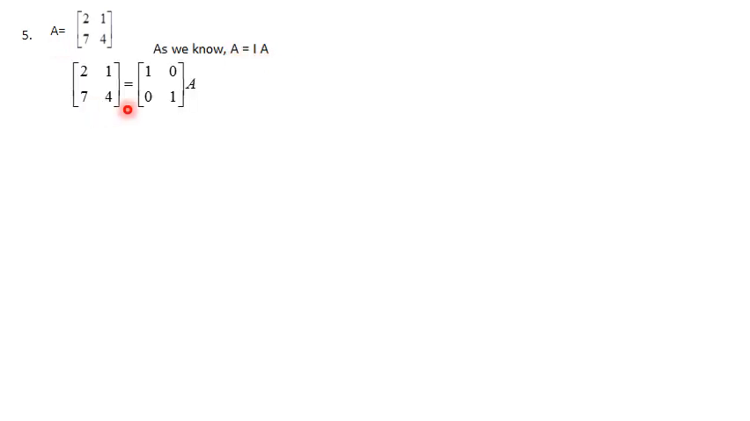Now move on to the fifth question. A 2 by 2 matrix is given to you. We have to find the inverse of this matrix. As before, we take this matrix as A and write the statement A is equal to IA, and substitute the values, A equal to I, the identity matrix, into A.